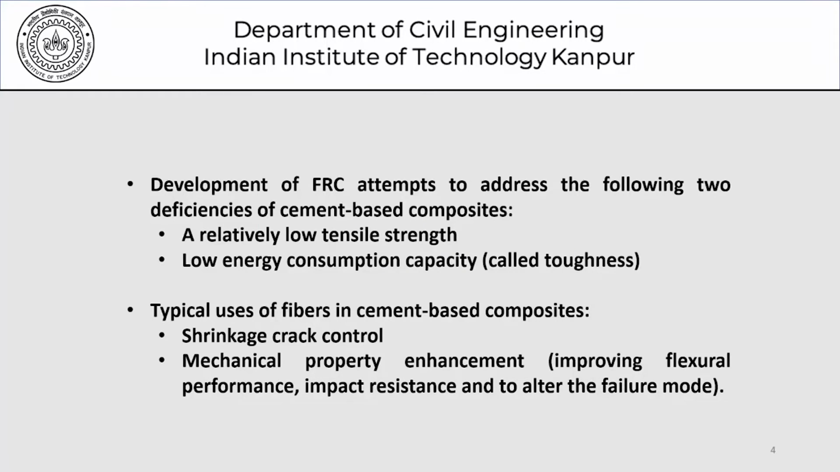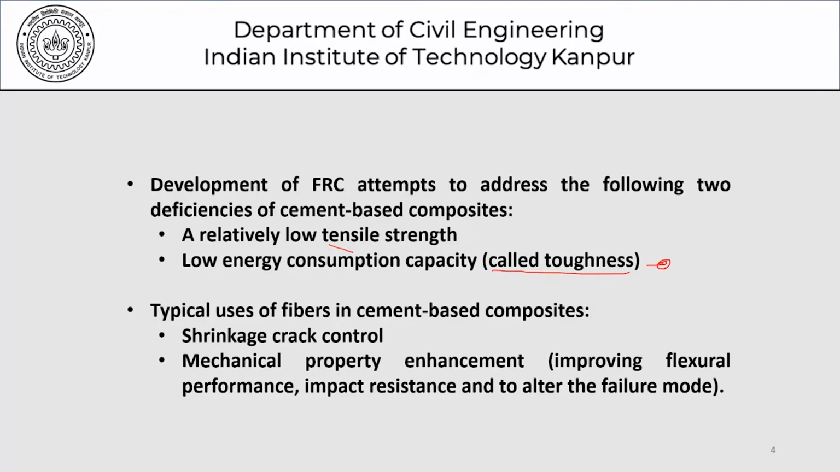So the development of fiber-reinforced concrete attempts to address the following two deficiencies in cement-based composites. One is a relatively low tensile strength, and the second thing is low energy consumption capacity, which is called toughness. Now this toughness parameter is something which is used to characterize material. From a construction engineering point of view, this is useful when we are talking of performance of structures in earthquake loading, where we expect the structures to show a lot of energy absorption capacity.